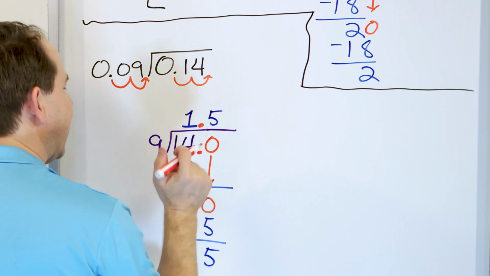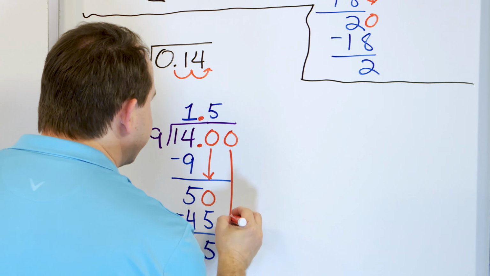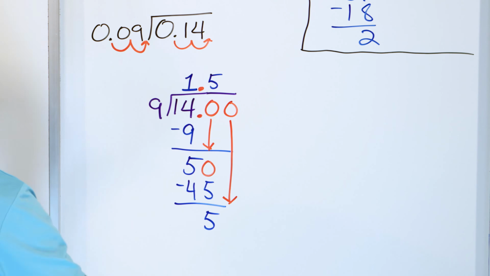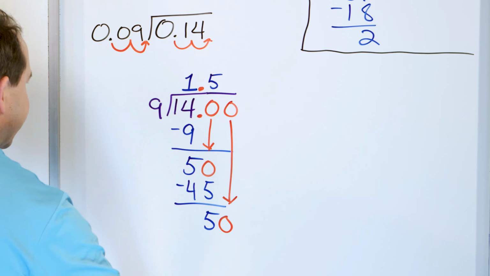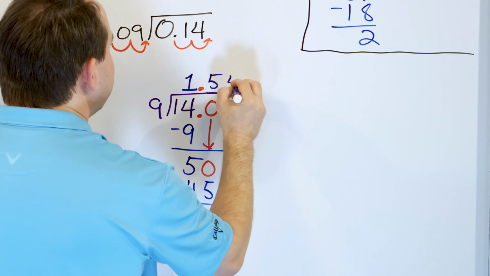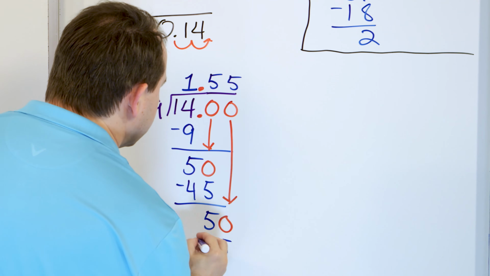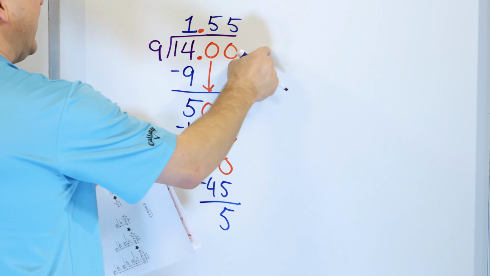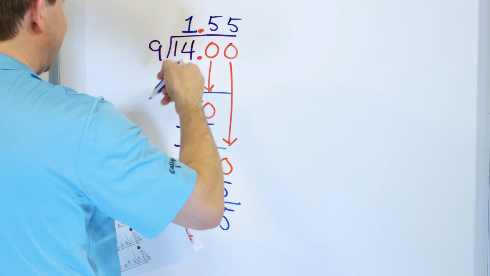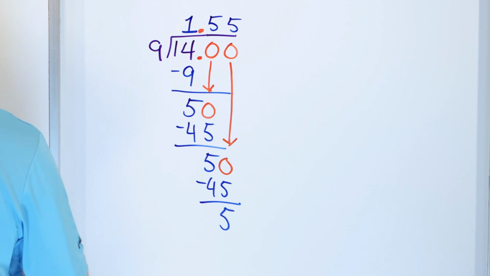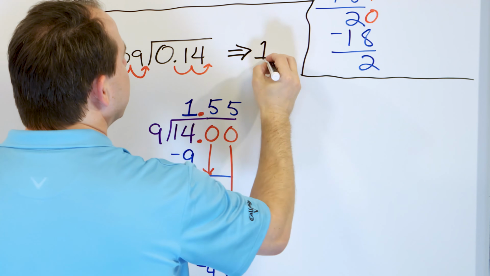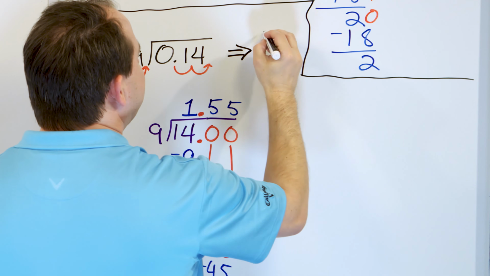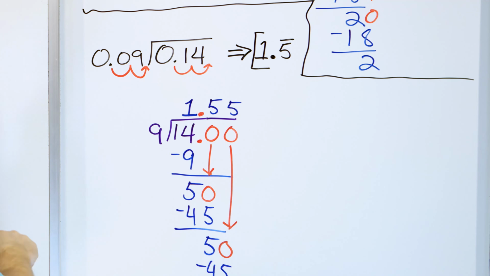But again, I want to drag down the next digit to see what happens, see if I can get it to work out. And so I drag, and again, I have a 50, which is the same thing I had before. So what's going to happen is 9 times 5 is 45. That's going to be as close as I can get, and I'm going to get another 5 here. So if I keep adding zeros and keep dropping them down, I'm going to keep getting 5s over and over again. That's the bottom line. So the answer to this problem is actually equal to 1.5 repeating, with a repeating bar over the 5.